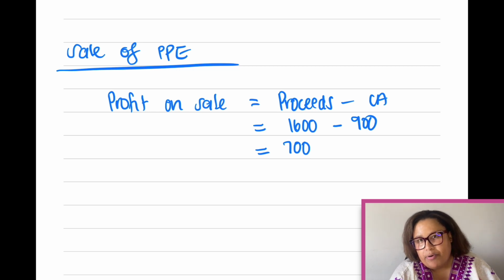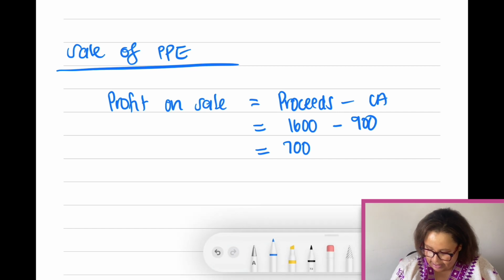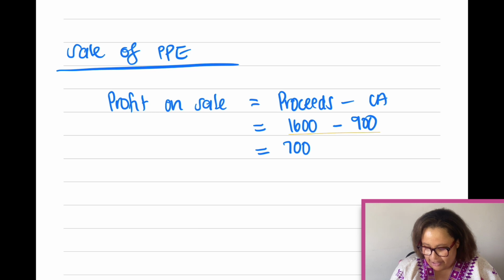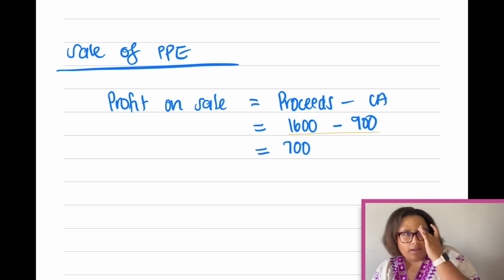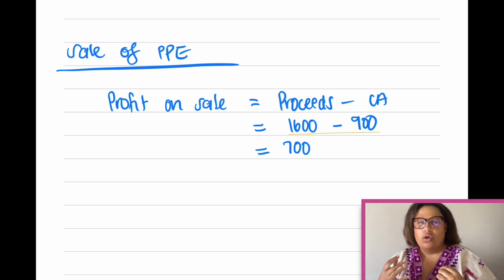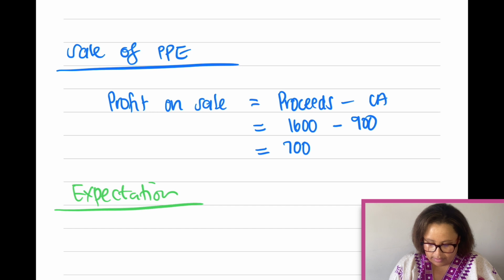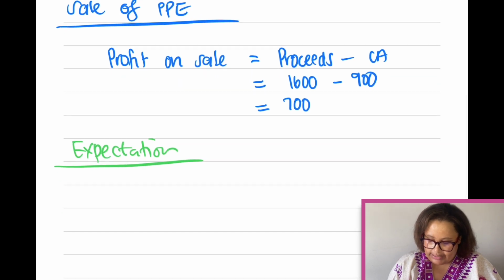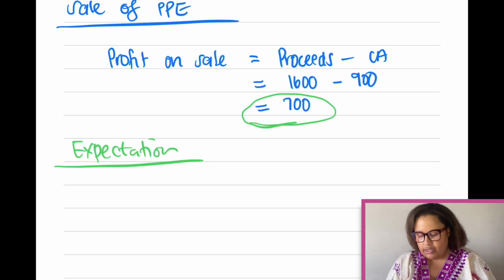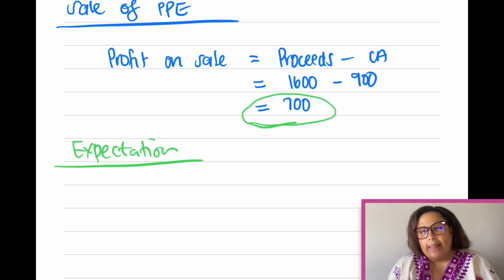Now, if we have that profit, I want you to take a step back for a minute, and I'm going to change the color of my pen again. I'm going to change it to green, because I want to highlight something, which is what is our expectation? So if we see this profit of 700, what is our expectation with regards to the profit of 700? Well, let's think about it.